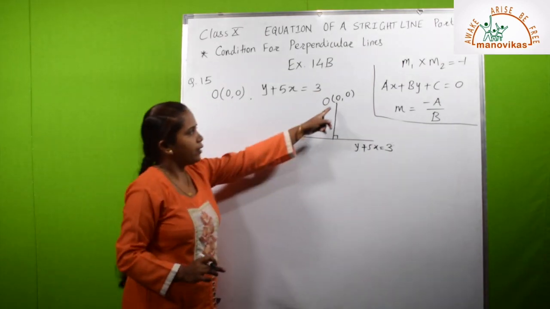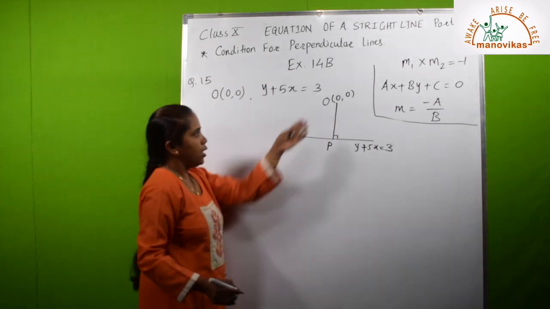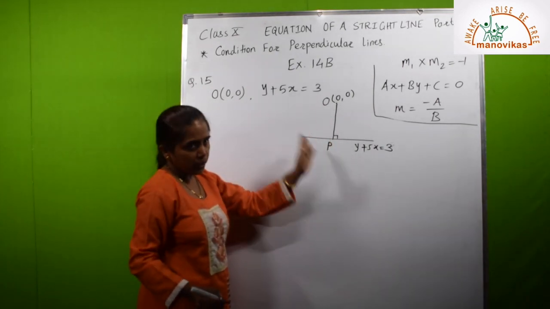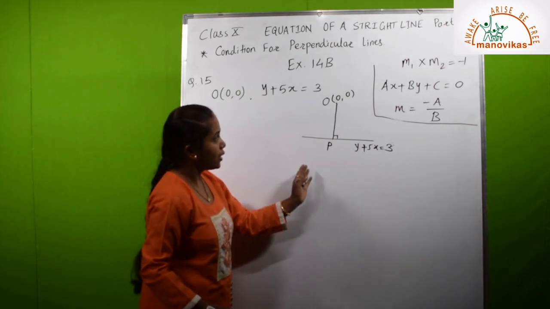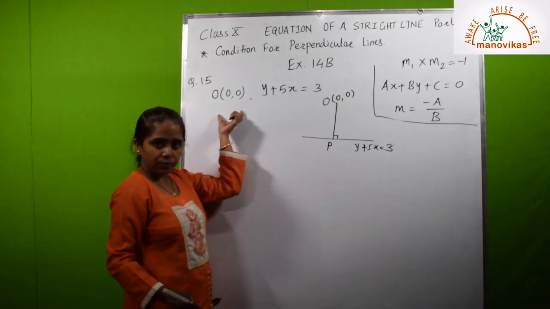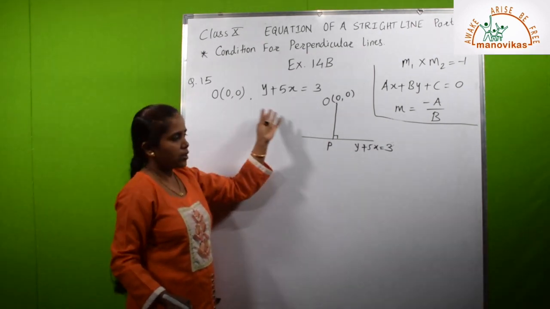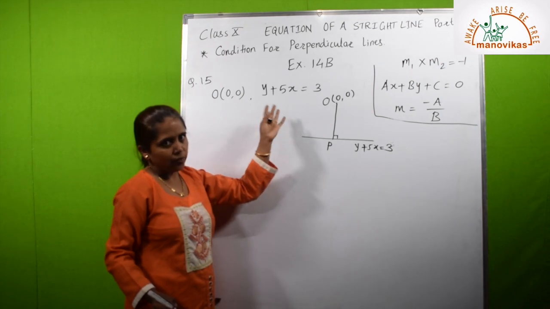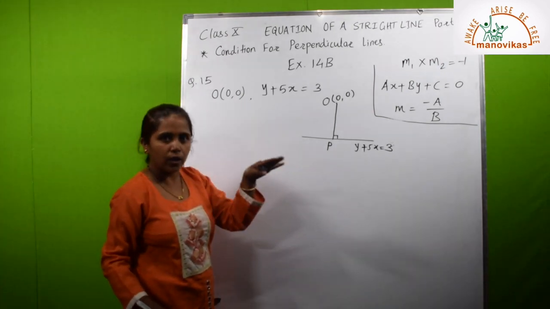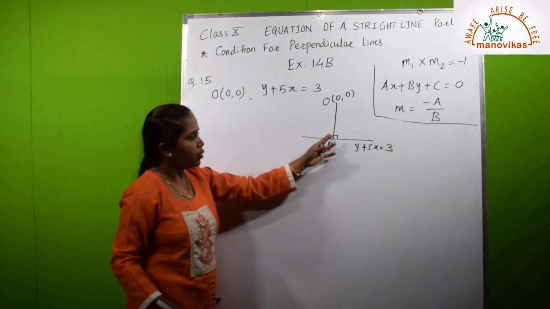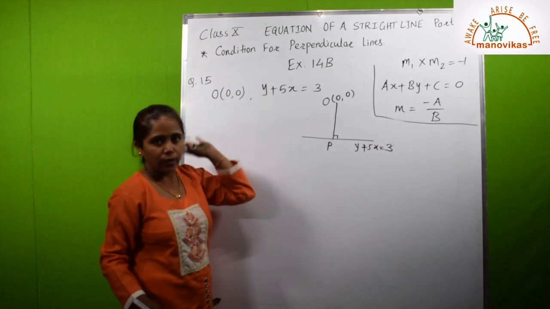So we have to find the equation of this line. Suppose this is a point P. We have to find the equation of OP, which is perpendicular to the given line. Now to find the equation, a point is given. Now what can we find from the given equation? From the given equation we can find the slope, and using this slope we can find the slope of the perpendicular line using the condition of perpendicular lines.